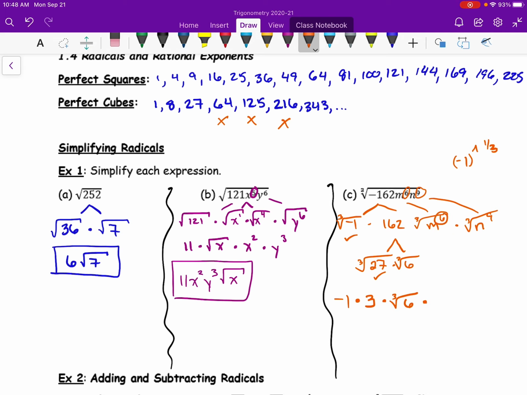So 6 here divided by 3 gives me m squared. The 9 divided by 3 gives me n cubed. So clean it all up. Negative 1 times 3 is negative 3. M squared n cubed. Cube root of 6. Take it piece by piece. That's the best way to go about this. Okay?